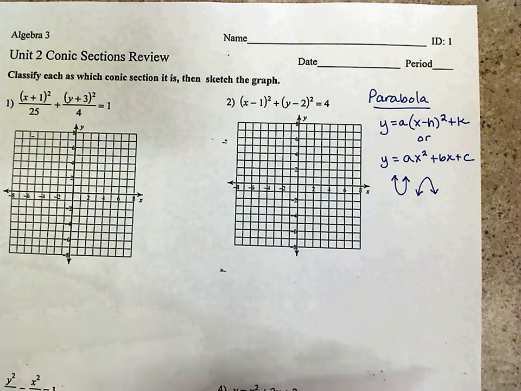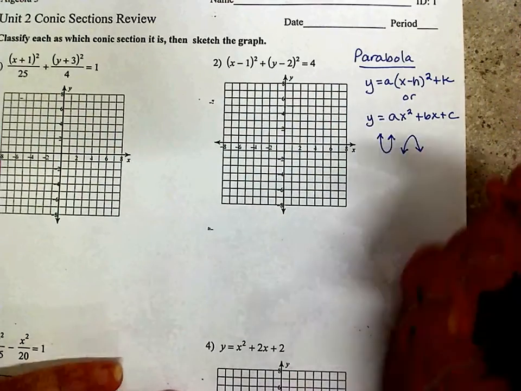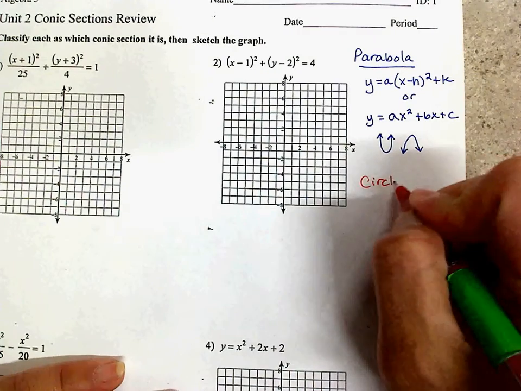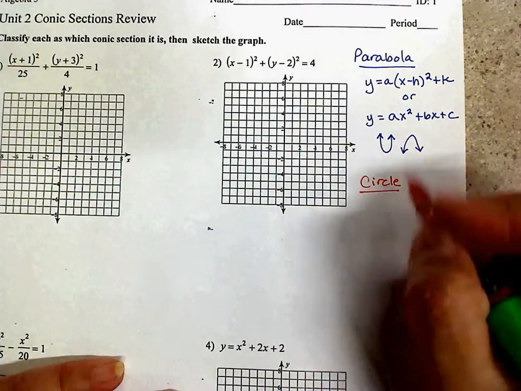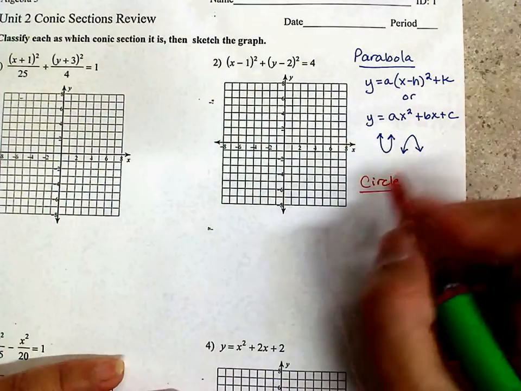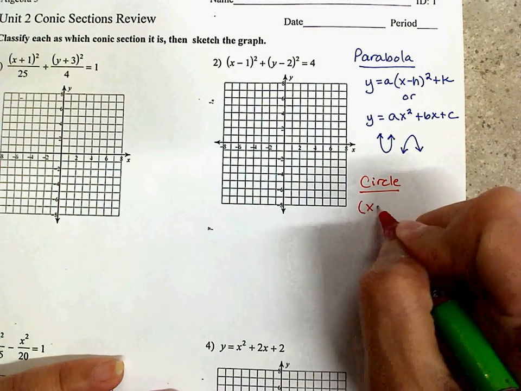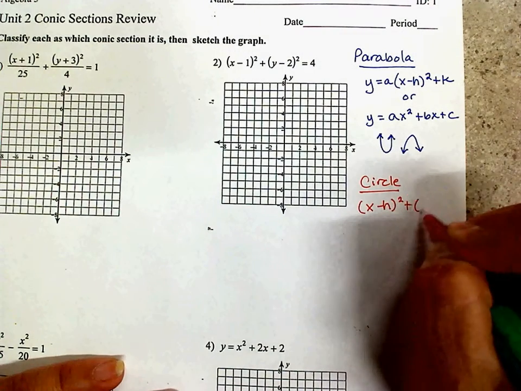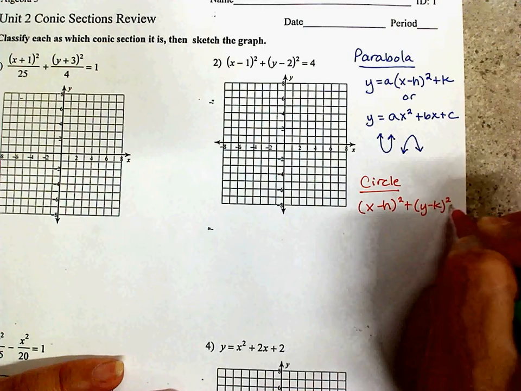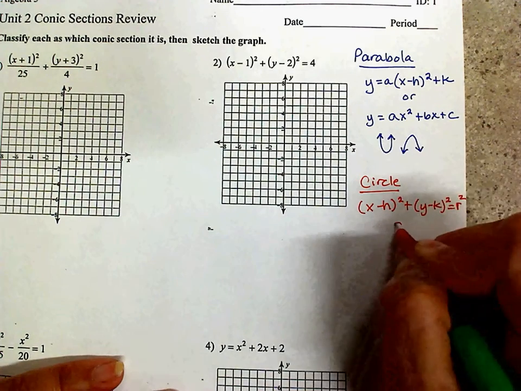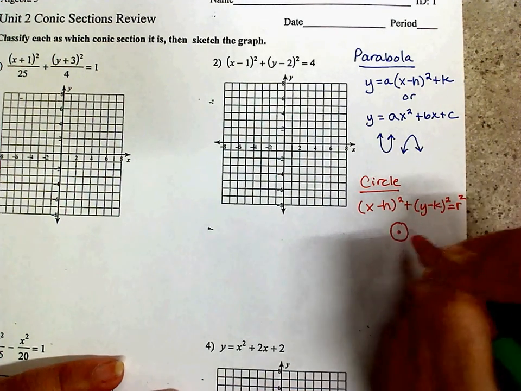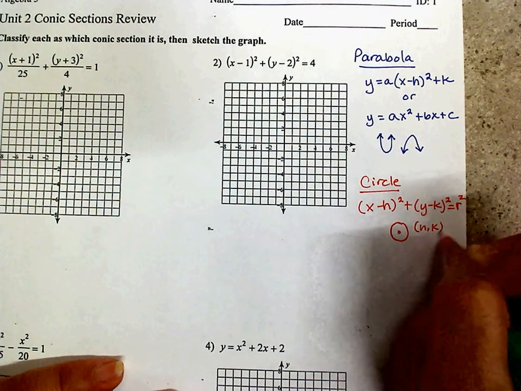The next one we're going to touch on is your circle, okay? And the circle has a shape as well, but the common equation is this: x minus h squared plus y minus k squared is equal to r squared. You have your circle with a center being h and k.